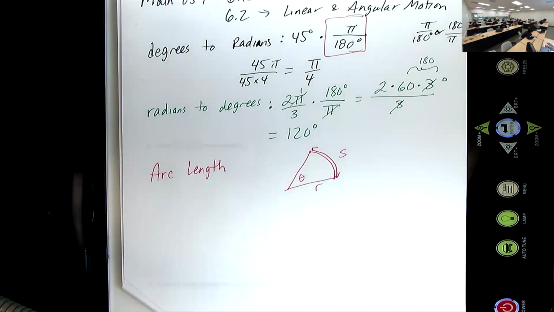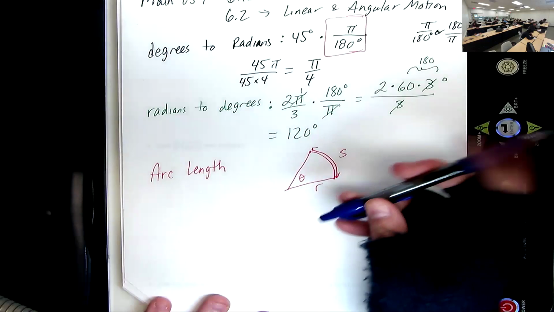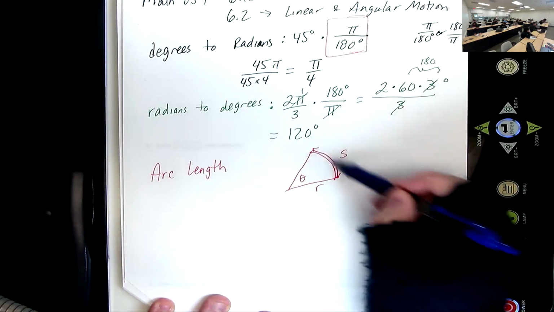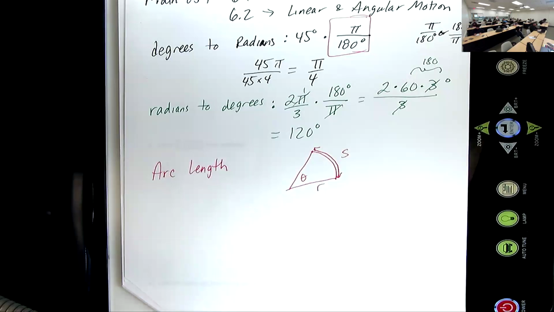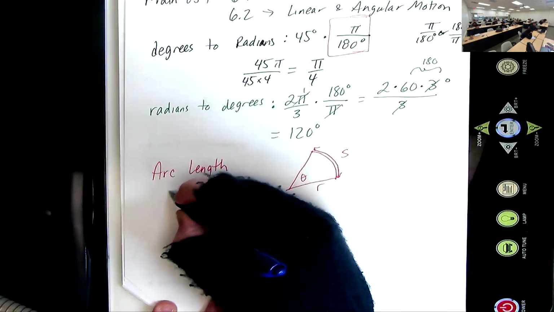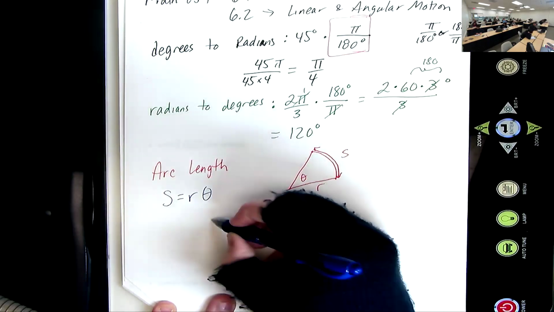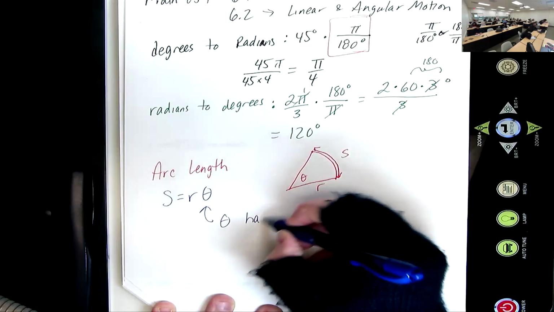In fact, in Calc 3, right now, they're working on doing it in a vectorized form, comparing the arc length, which is the distance around the curve, versus connecting the 2 points directly and finding out what the distance is, which is called the displacement. They're doing something like that right now. This will be used often. The arc length idea. A lot of calculus has arc length in it. And the formula for it was S equals R times theta. Theta has to be in radians.